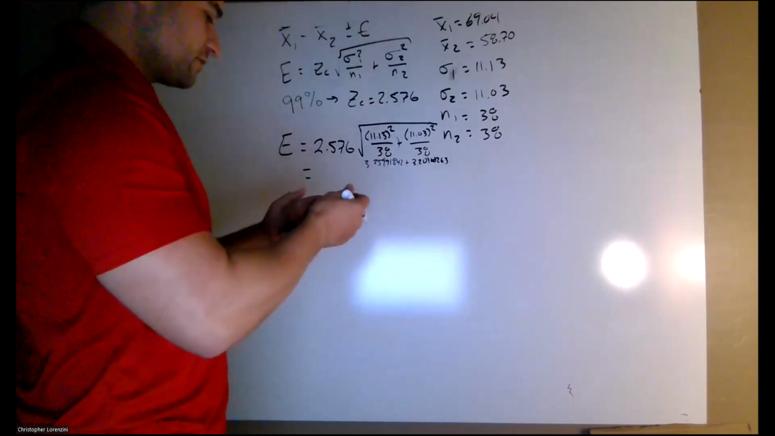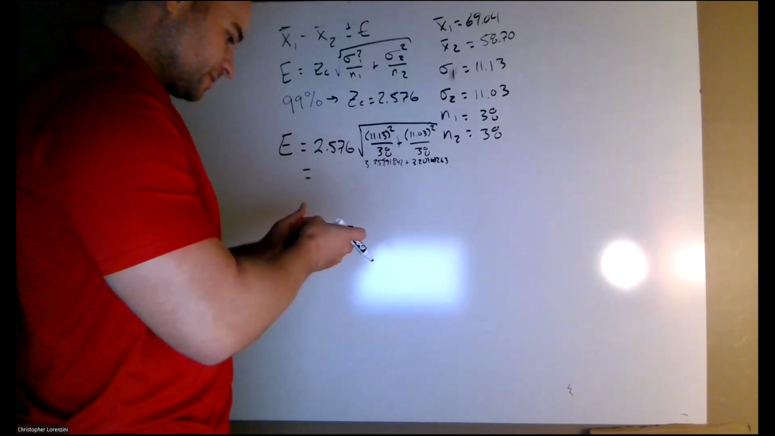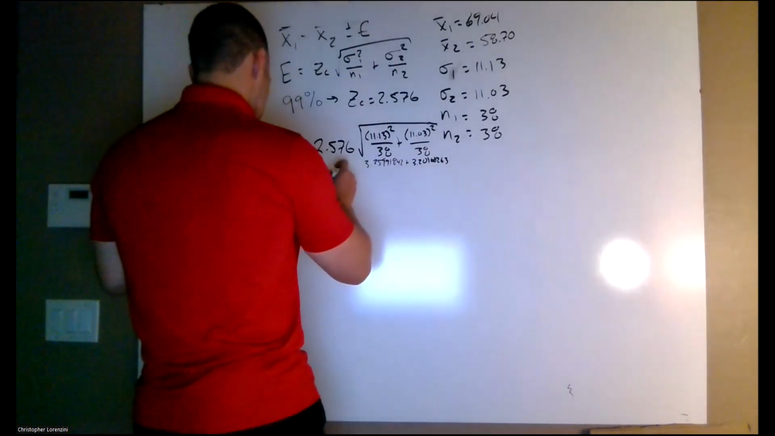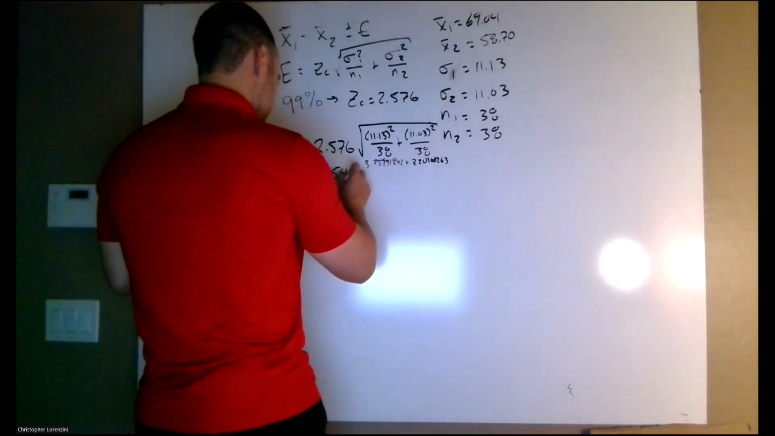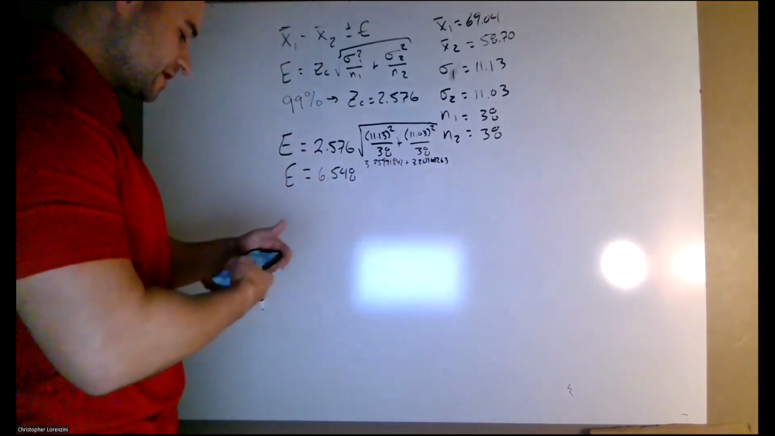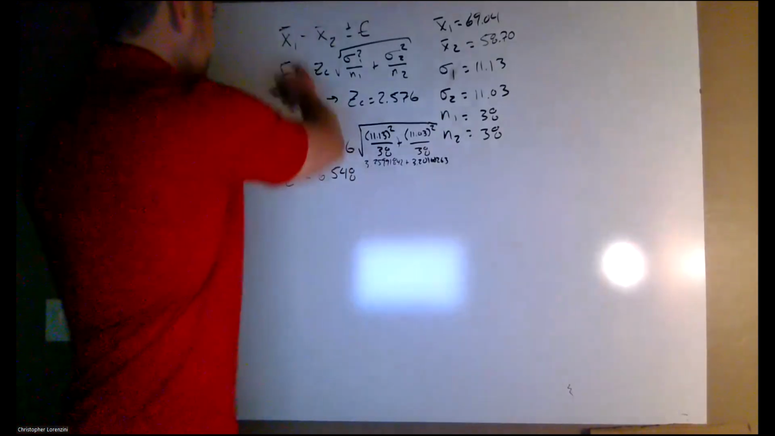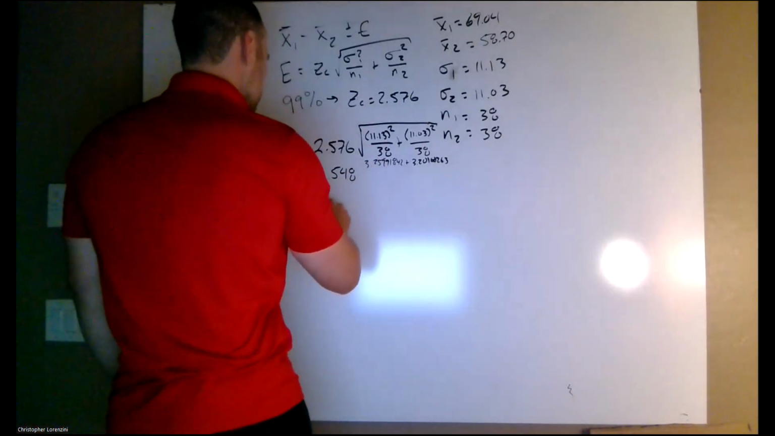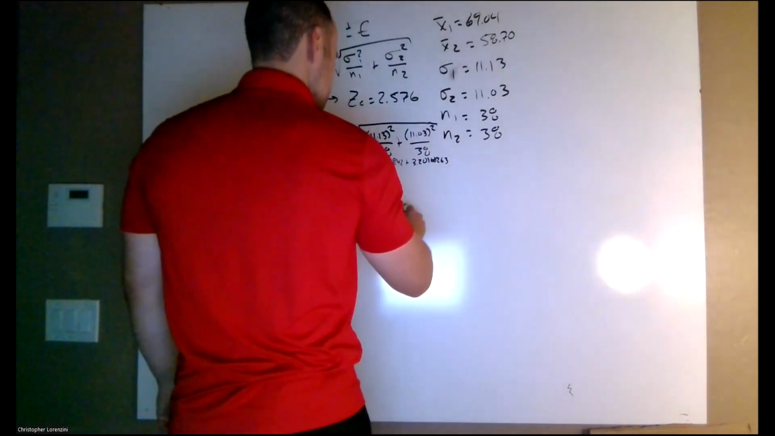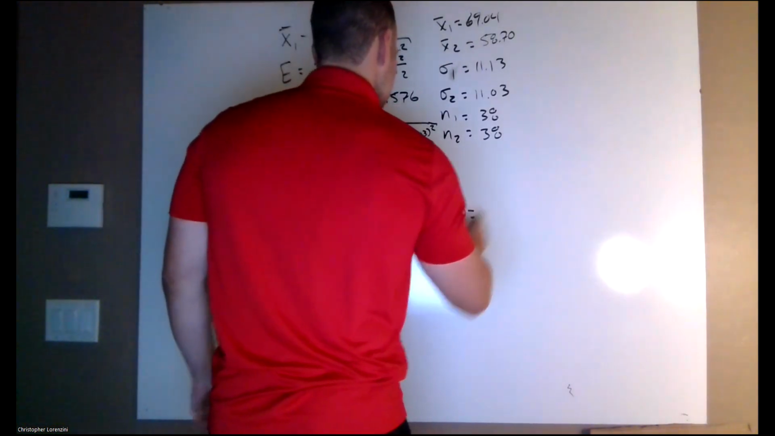We can take the square root of that, and then we can multiply that by 2.576, and I get a margin of error of approximately 6.548. So there's our margin of error. What we need to do next is find x bar 1 minus x bar 2. So we just use those values there, 69.04 minus 58.70.